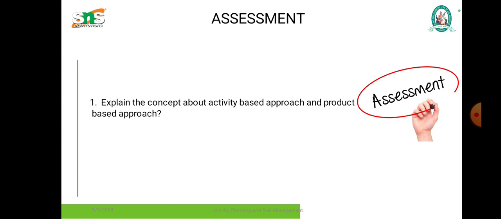So the next one is the assessment. There is one question: explain the concept of the activity-based approach and the product-based approach.